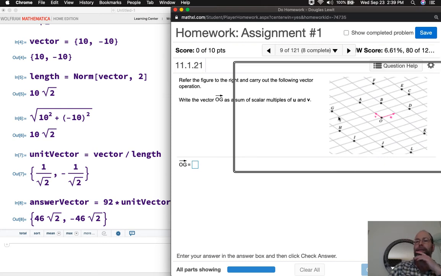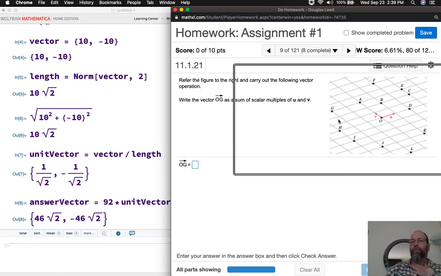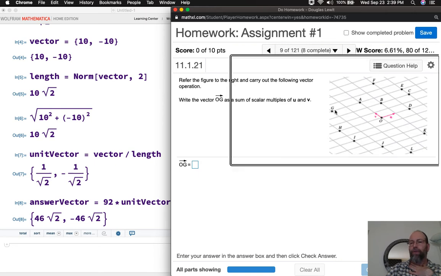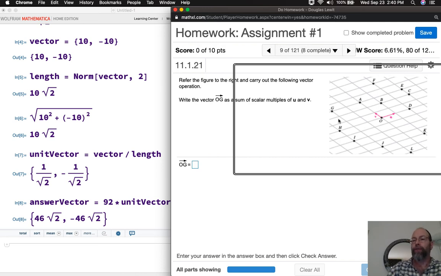Okay, so we can see, excuse me, I'm losing my voice here. We can see this is the vector OG. This is the vector OG. And we can see that OG, well, we have to think, how would we extend u and v? How would we change vectors u and v in order to create the vector OG?